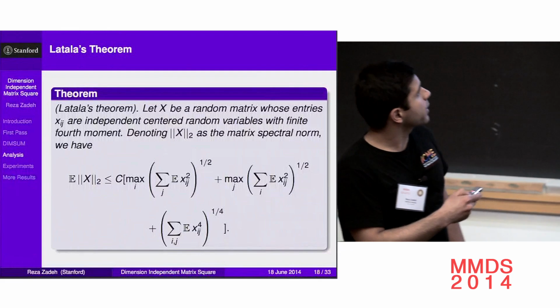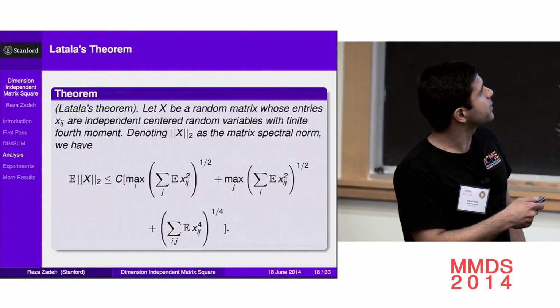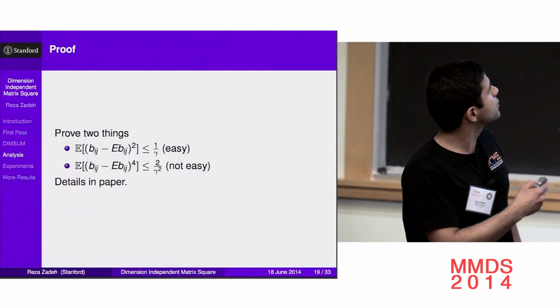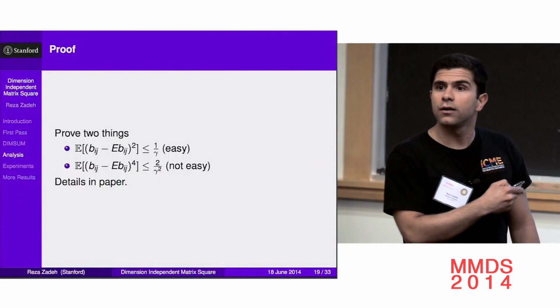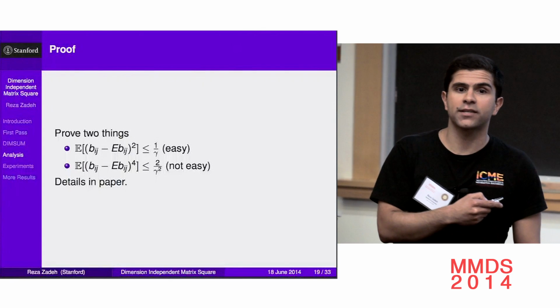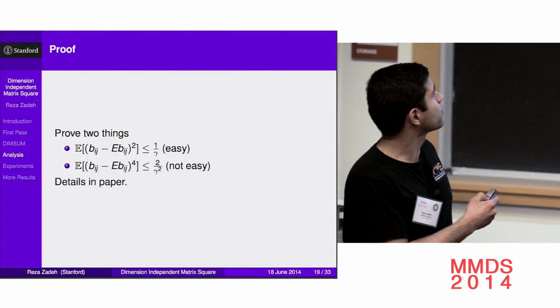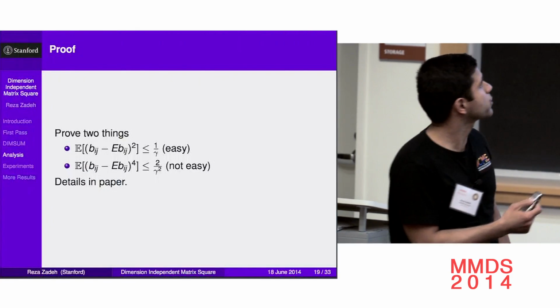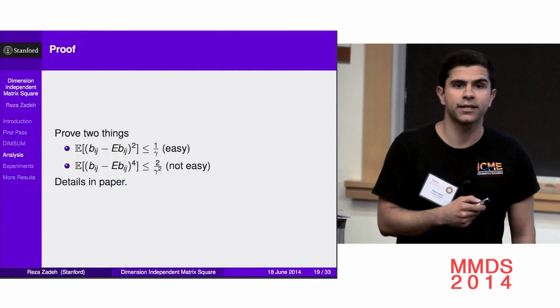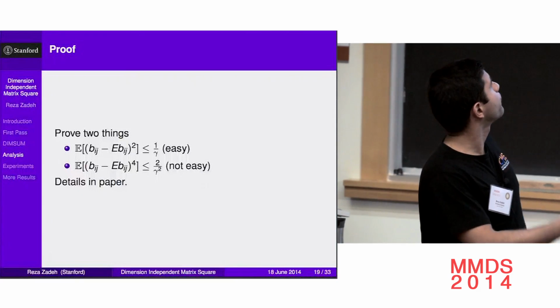To plug our values for DIMSUM into here, we had to analyze these 2 quantities. The first one is simply the variance of what we're computing, the variance of the estimators for the cosine similarities. That was easy. What's not easy is the fourth moment. That's a bunch of algebra that is definitely in the paper and not worth your time right now.